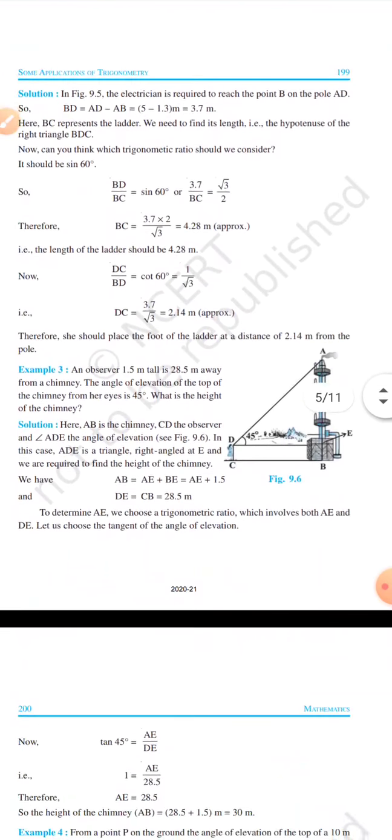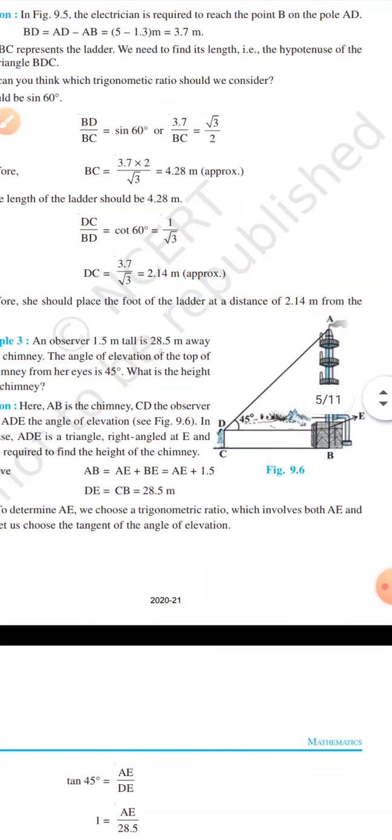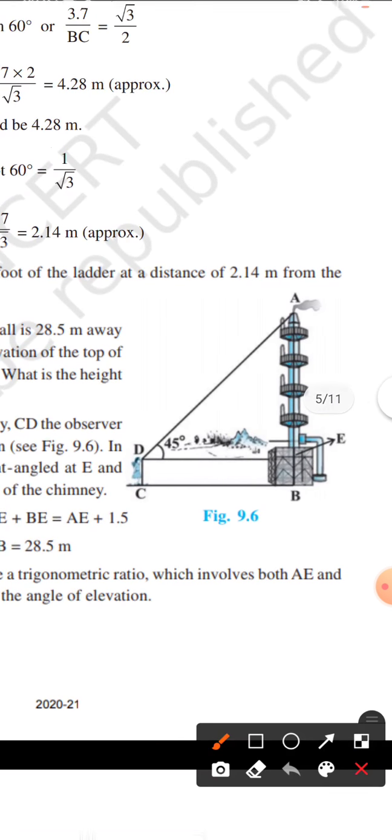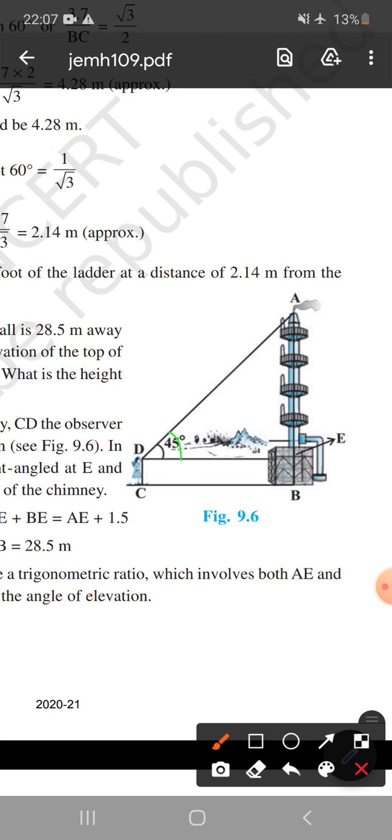Suppose in this question we are given that an observer 1.5 meter tall is 28.5 meters away from a chimney. The angle of elevation of the top of the chimney from her eyes is 45 degree. What is the height of the chimney? We are asked what will be the height of this chimney. So in this question the angle of elevation formed by this person is 45 degree and she is standing 28.5 meter from this tower, from this point.